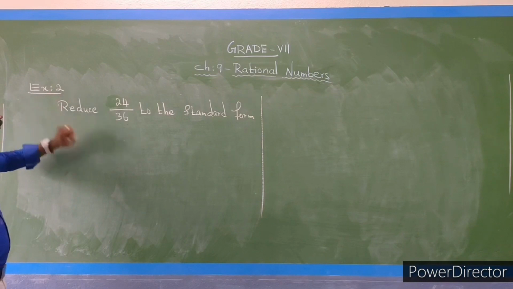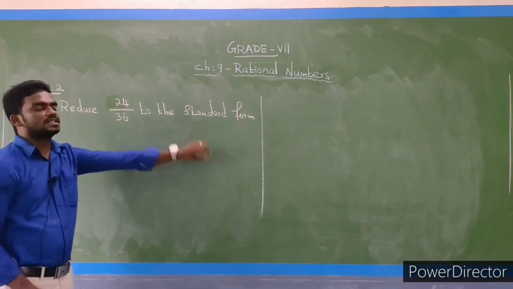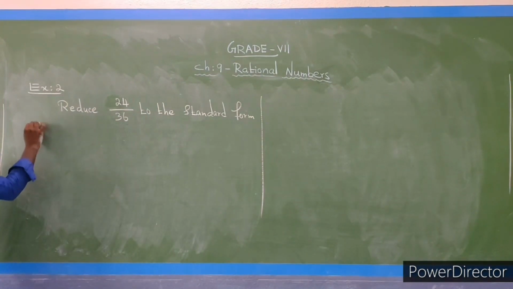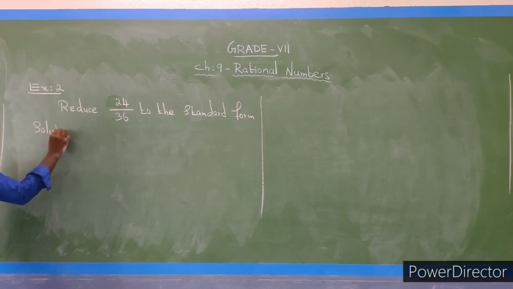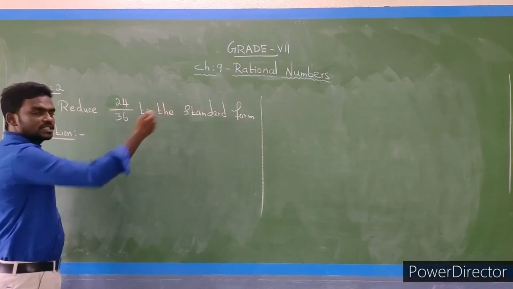Next, example 2: reduce 24 by 36 to the standard form. How to reduce this? Reduce 24 by 36 to the standard form.